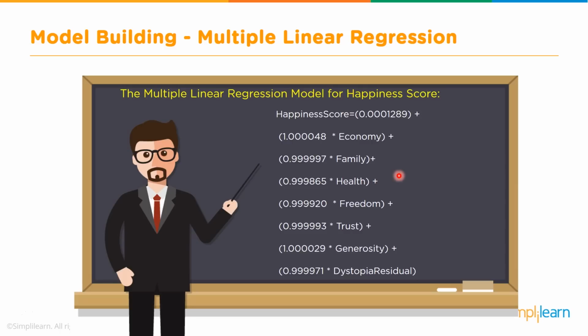Also, subsequently we can assume that this is how the equation in linear regression works. The model is nothing but an equation like y is equal to beta 0 plus beta 1 x1 plus beta 2 x2 plus beta 3 x3 and so on. So this is what we are showing here. This is our intercept, which is beta 0, and then we have beta 1 into economy value, beta 2 into the family value, beta 3 into health value, and so on. So that is what is shown here.